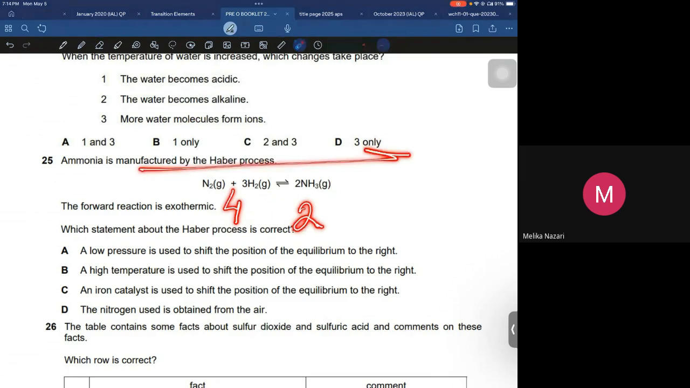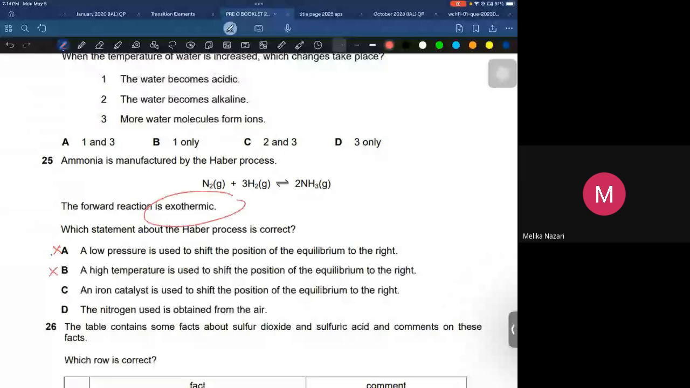So they are saying a low pressure. No, a high pressure is needed. So this is wrong. Then I would check B. A high temperature is used to shift the position of the equilibrium to the right. No, it's an exothermic reaction. When you increase the temperature of an exothermic reaction, the reaction would move backward. They are saying to the right.